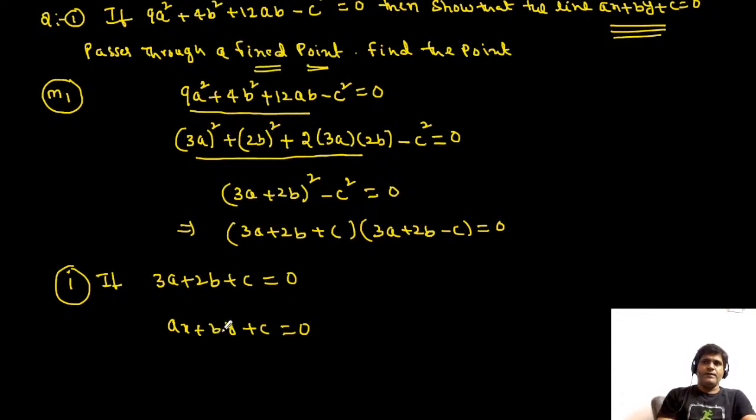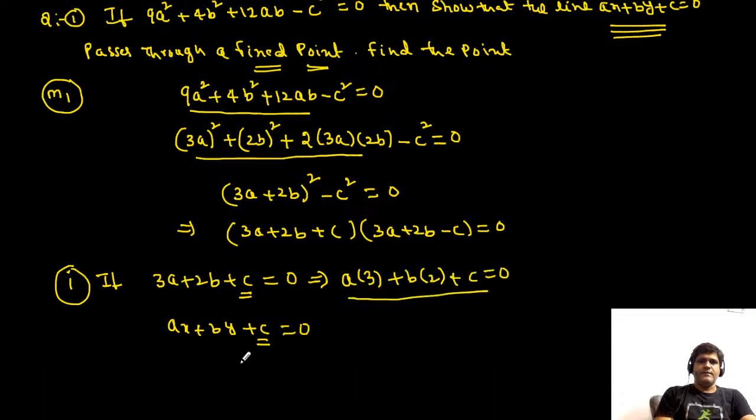To find the point of concurrency, you make the constants the same. The given family of lines has constant c, so make the constant in the given condition also c. But in this case both constants are already the same, so you need not do anything. Now you can write this as a·3 + b·2 + c = 0. So this is the given condition and this is the family of lines. In place of x there is 3, in place of y 2.